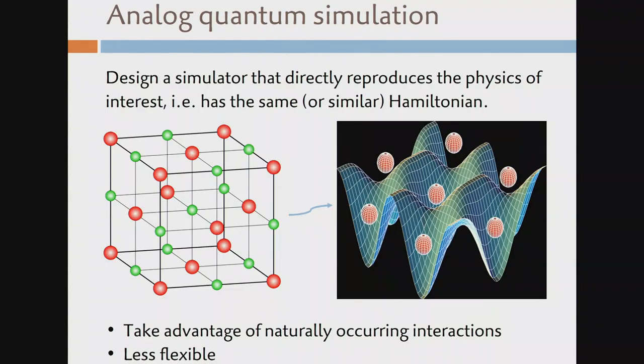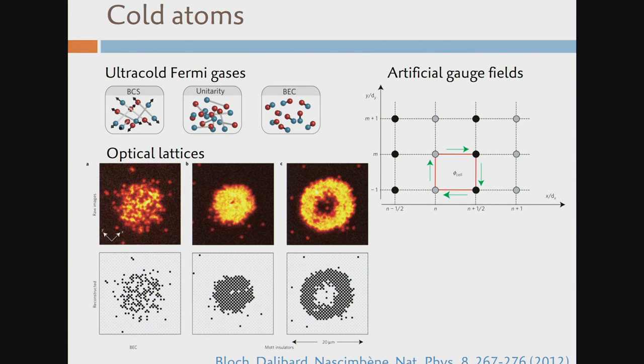Okay, so now for generality, I would like to mention a couple of systems that have been and are used for analog quantum simulation. I think in the past few days you have heard much about cold atoms. After Emmanuel Bloch and Jean Dalibard spoke, I really cannot add anything else.